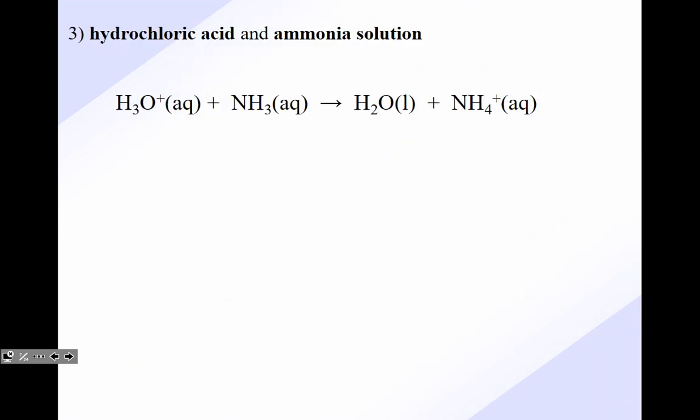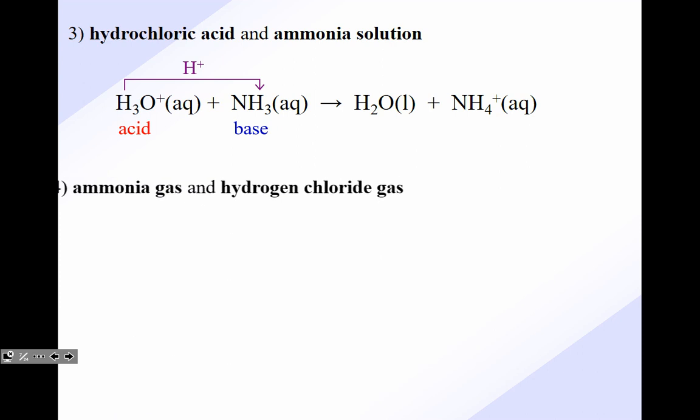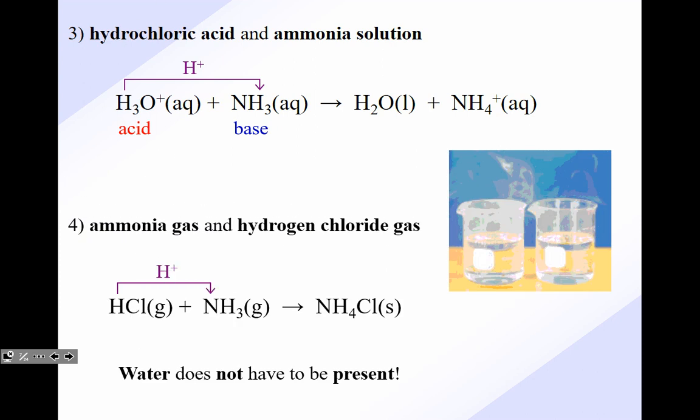Here's another example, hydrochloric acid and ammonia solution. In this case, we're determining what the acid and the base are by who's donating and who's accepting. The base here, ammonia, is accepting the hydrogen ion, or the proton. Think of it as a proton. So it's the base. If you take a look at ammonia gas and hydrogen chloride gas, ammonia, as well in this case, is accepting the proton, so it's a base in a different situation.